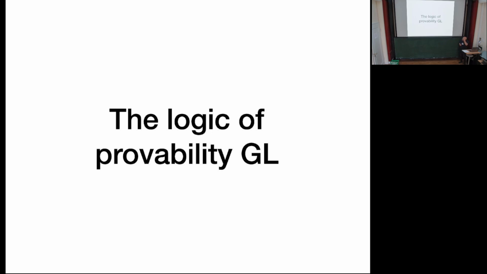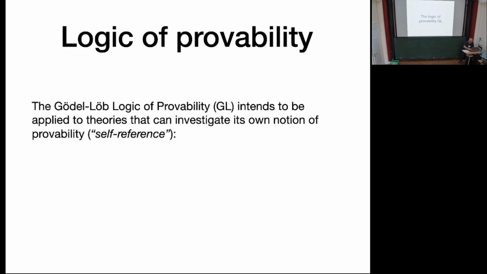So now let's go to the special case of modal system that we are interested in today. The logic of provability. The origin of the system is that, as we know, there are theories that are able to investigate their own notion of provability, what we call self-reference, like Peano arithmetic and the process of Gödel of looking for provability inside Peano arithmetic.